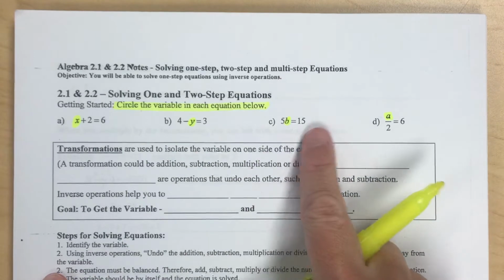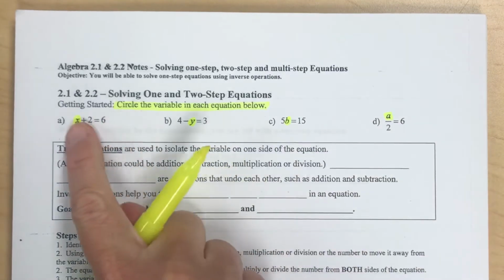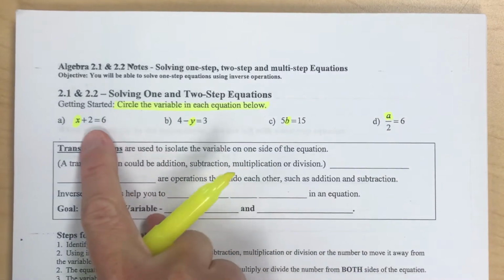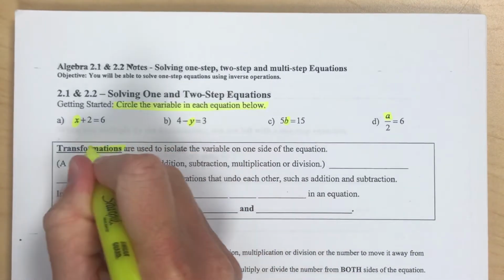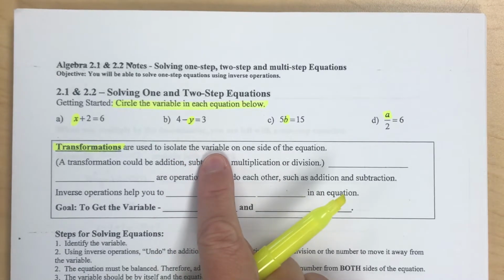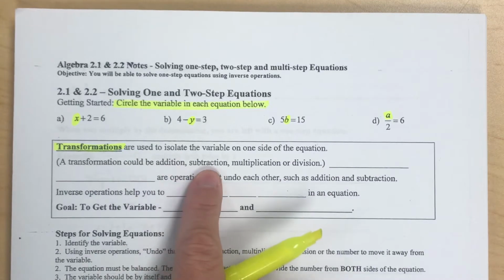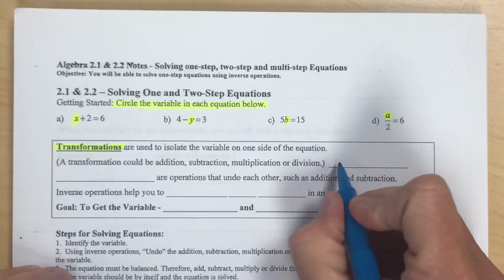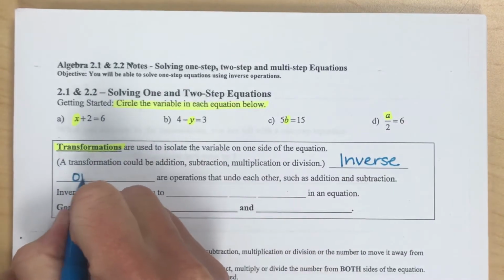Now for each of these four examples, there are different operations going on. And to solve for those letters, X, the variable Y, the variable B, the variable A, what you need to do is undo the operation that you see here. And so I want to talk about the transformation that you'll do. Transformations are used to isolate the variable on one side of the equation. Now a transformation could be addition, subtraction, multiplication, or division. And what we need to do is the inverse, or think opposite operation.